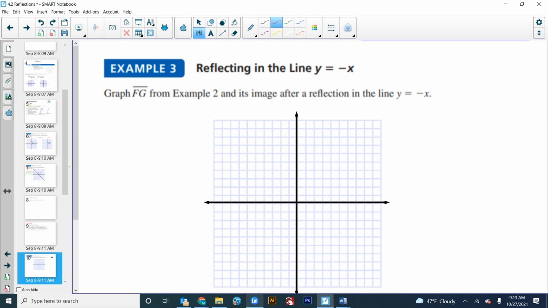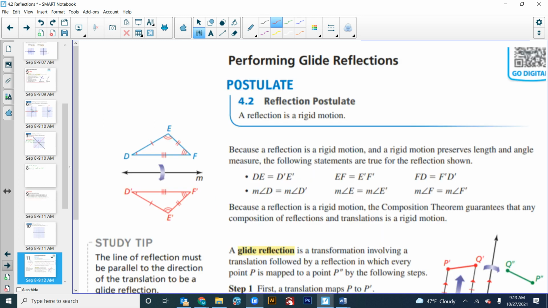Is this one on your guided notes? Y equals negative X reflection? No? Okay, we'll skip ahead then. That's just using a rule. We need to keep moving.